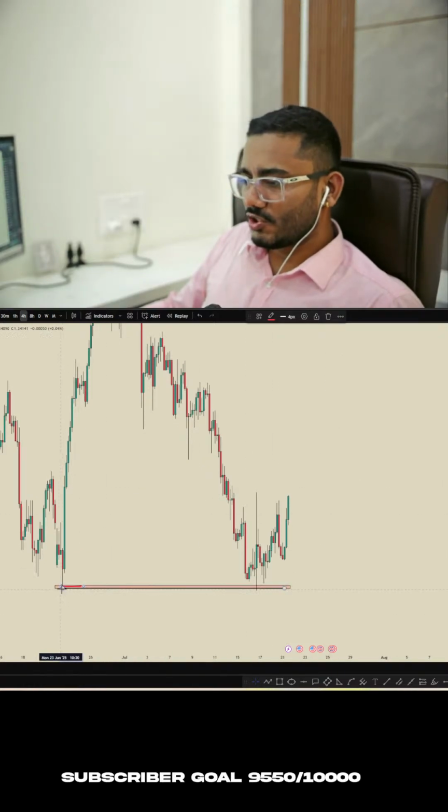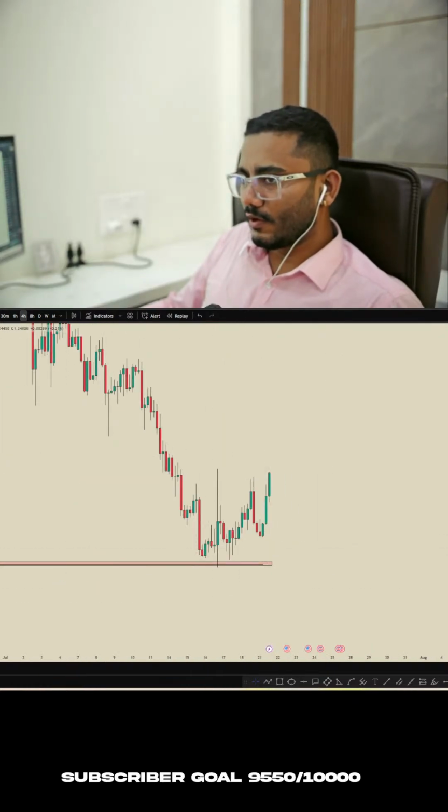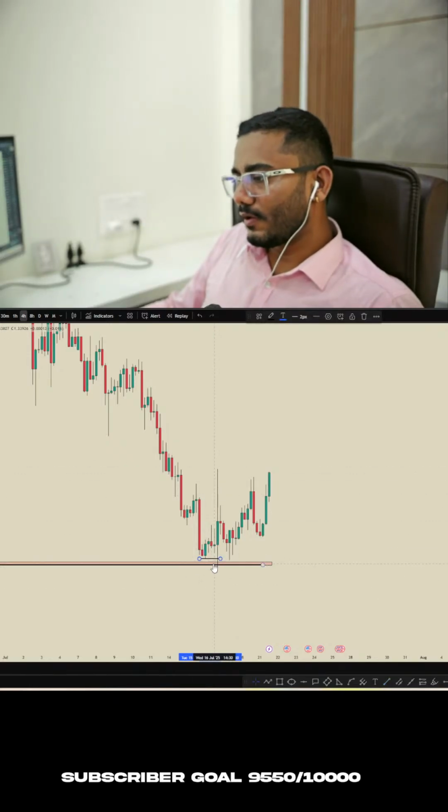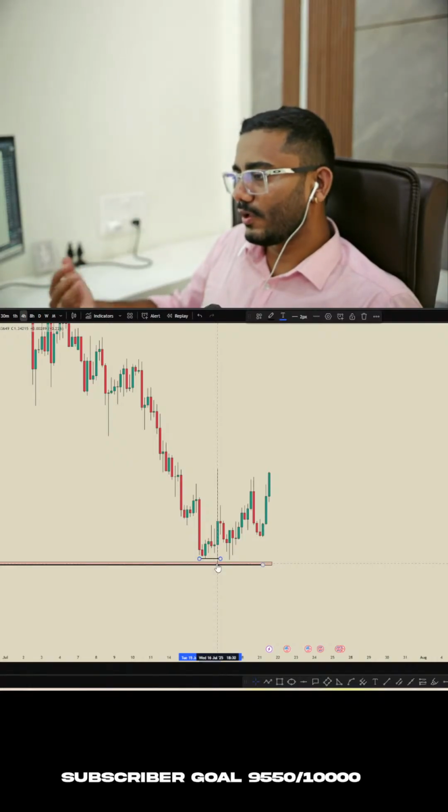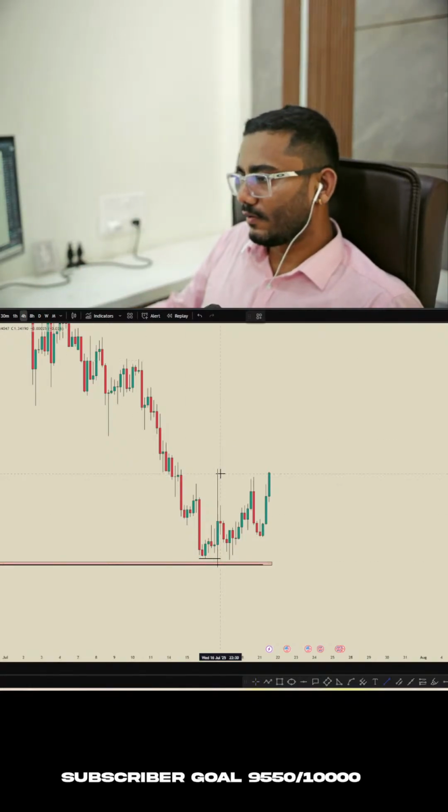Because this is structure liquidity and this is internal liquidity, right? This is our internal liquidity, and this is our external liquidity. So if price sweeps out internal and external liquidity, in which direction will price go? Obviously, it will go to the other direction, to the next side. Whereas this is our liquidity.